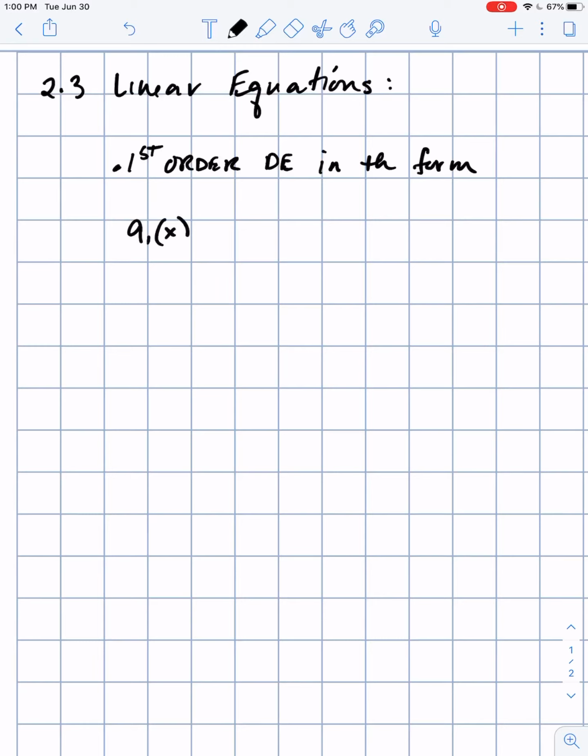So again, this is just a sub 1 of x, a function of x times dy dx, your first derivative, first order, plus some other function of x times y, and then it'll equal a function of x. So the only y's you're going to see are the dy dx and y here. Everything else is going to be a function of x times one of those and then equal to a function of x. Okay, so that's the form you have.